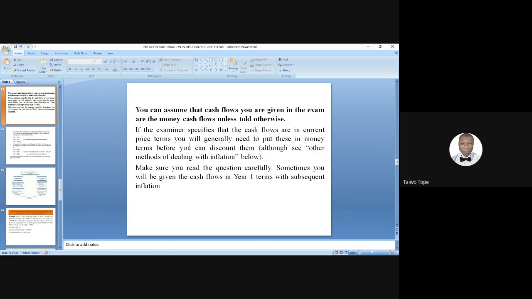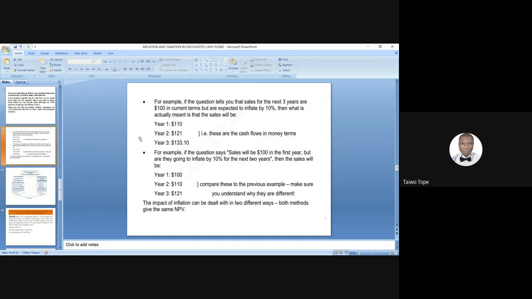Sometimes you'll be given the cash flows in year one terms with subsequent inflation. For example, if the question tells you that sales for the next 3 years are $100 in current terms, but are expected to inflate by 10%, then what this actually means is that the sales will be, in year one, 110. That is the effect of inflation on 100. In year two, it will be 121. That is 10%, 1.1 to the power of 2 multiplied by 100 will give you 121. In year three, it will be 1.1 to the power of 3 multiplied by 100.